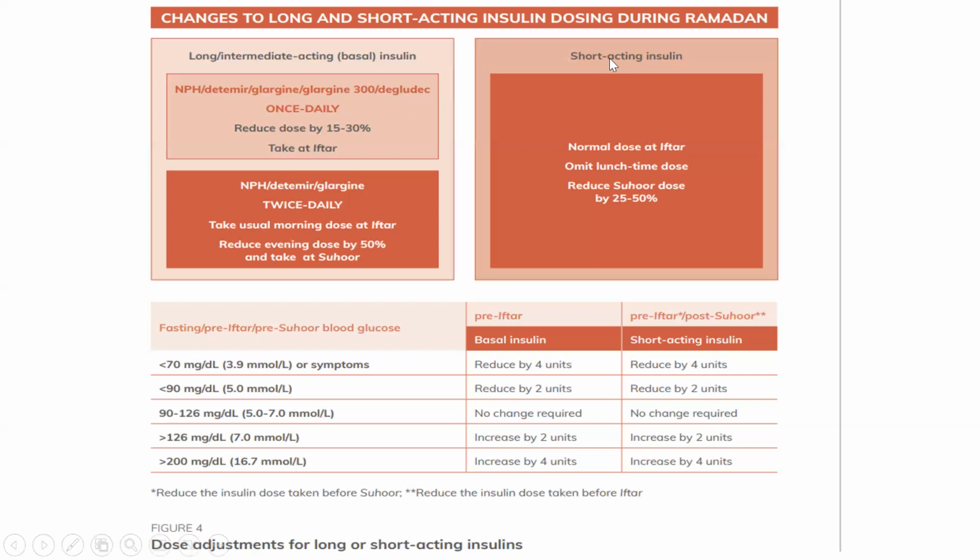What about the short-acting insulins? Normal dose at iftar time, omit the lunchtime dose since the patient is fasting, and reduce the suhoor dose by 25 to 50%. So it is very straightforward in terms of the short-acting as well as the long-acting or intermediate-acting insulins.